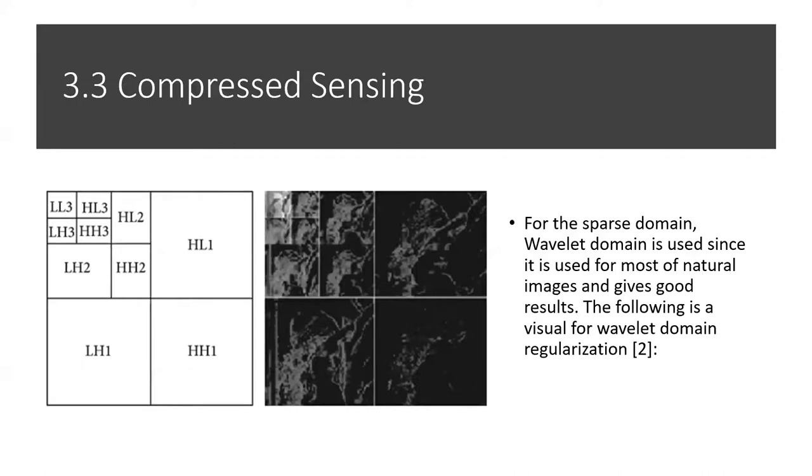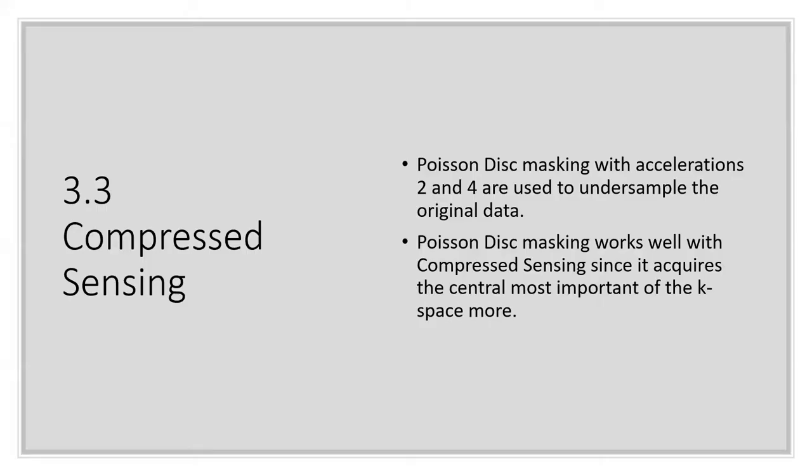For the sparse domain, we use the wavelet domain since it is used for most natural images, and also it gives a good result in our case. The following is an example of the wavelet domain regularization with three levels. We used Poisson disk masking with accelerations 2 and 4 to undersample the original data and used compressed sensing. Poisson disk masking works well with compressed sensing since it acquires the central, most important part of the k-space better.